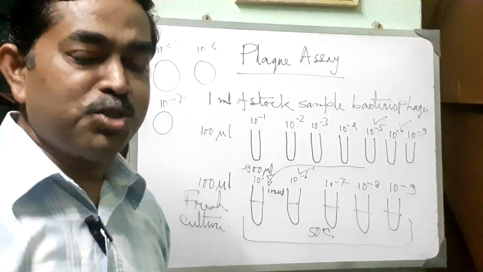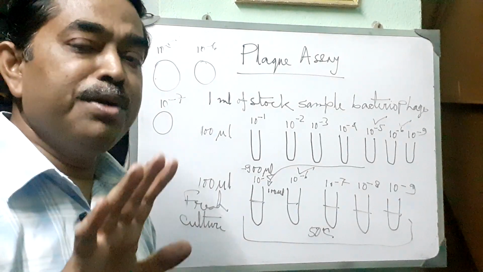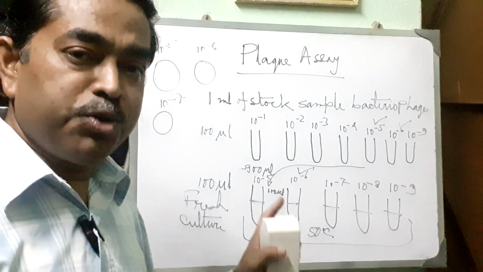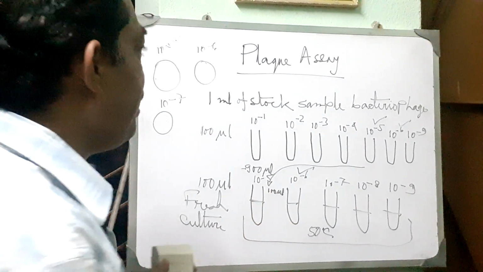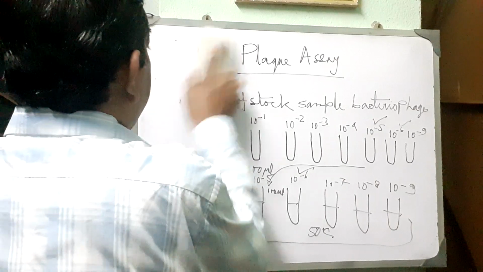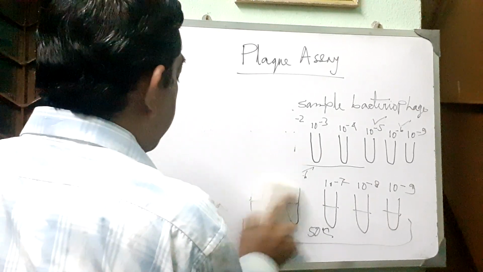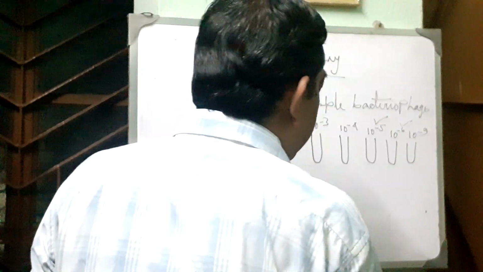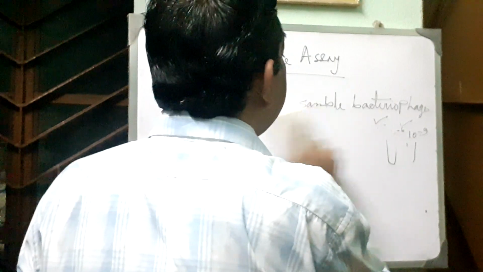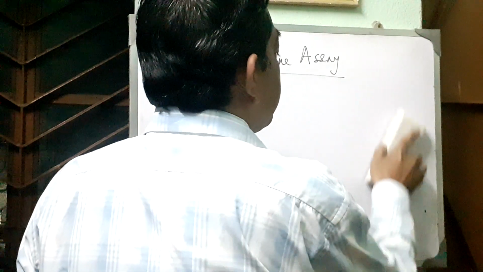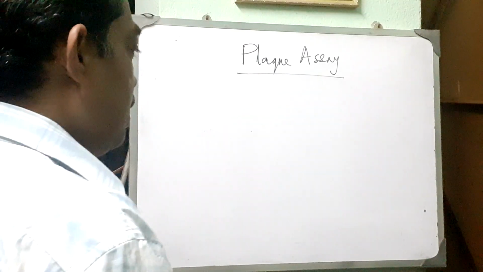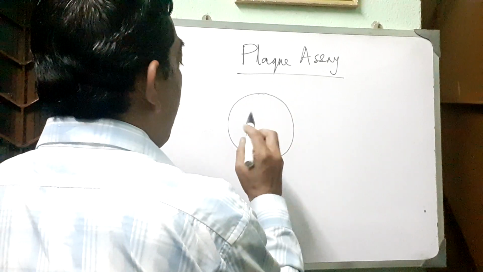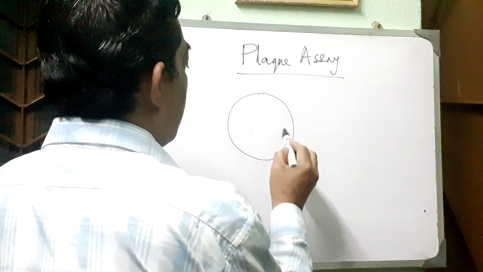When the soft agar is solidified, it will be incubated at 37 degrees centigrade for 24 hours for the growth of the starter culture. Now what you will see in the plates after the incubation: due to the soft agar, a lawn will be produced in the plates. After 24 hours of incubation, lawns will be present like that.